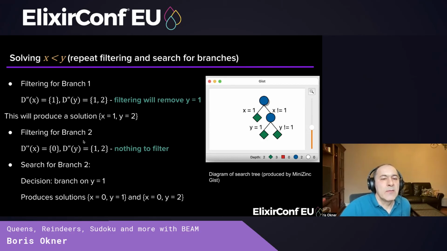Then filtering for branch 2, nothing to filter here, unfortunately, so the solver will do branching again on y equals 1, split domains again, and this produces 2 more solutions. And yeah, you will see just what we have done here. Blue circles are nodes we did the branching on, and diamonds are solutions.